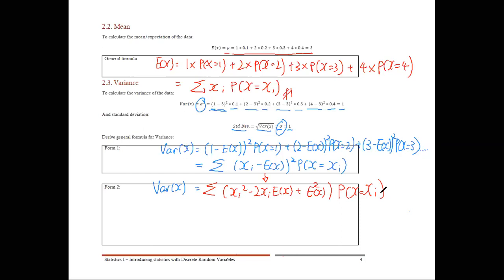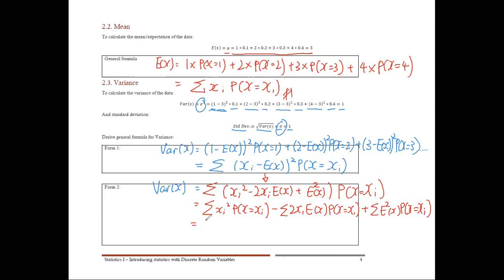Okay, so we can break it apart using the summation property. We can split everything up. So the first term will be the sum of xi squared times p(x) where x equals xi, minus away. The next term will be the sum of 2xi E(x) times p(x) where x equals xi, plus the sum of E squared(x) times p(x) where x equals xi. Okay, so we are going to do some simplification.